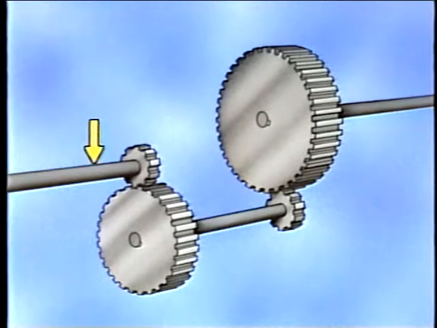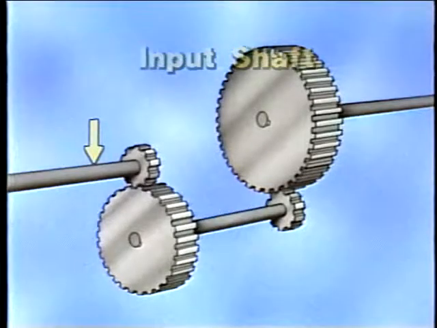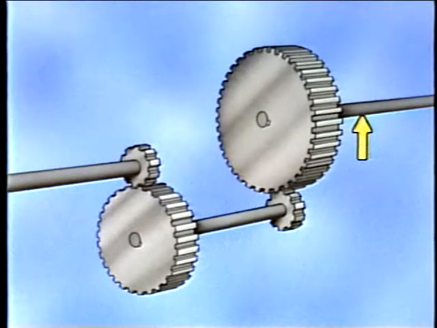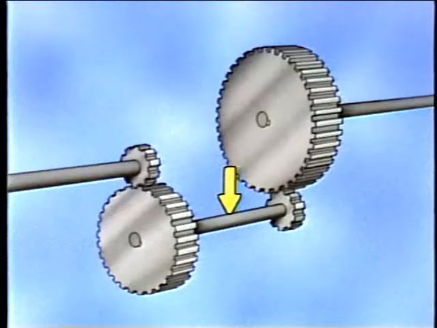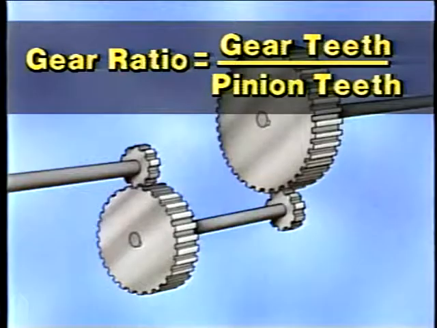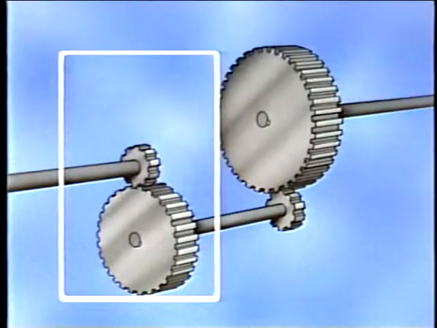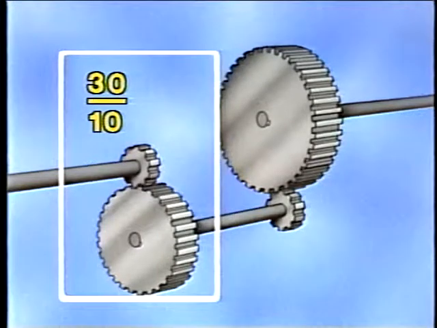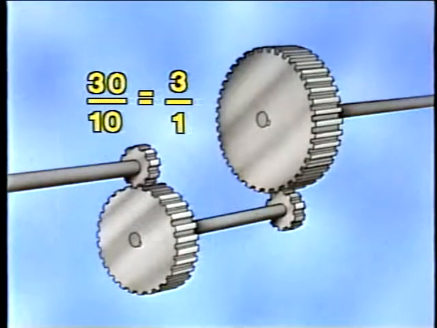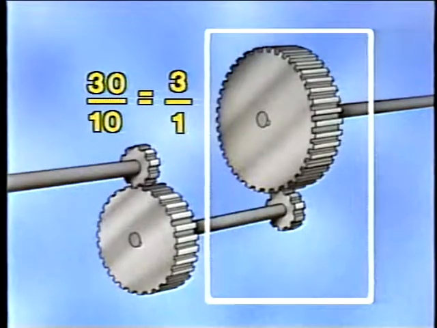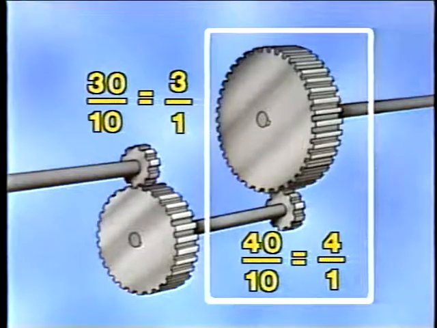In our example, this shaft is turned by an external device such as a motor and is called an input shaft. This shaft is connected to and drives a machine such as a pump or a fan. It's often called the output shaft. This shaft, which connects the gear in the first gear set with the pinion in the second gear set, is called the intermediate shaft. Now, by using the gear ratio formula we looked at earlier, we can determine that the ratio across the first gear set is 30/10, or 3 to 1, and that the ratio across the second gear set is 40/10, or 4 to 1.